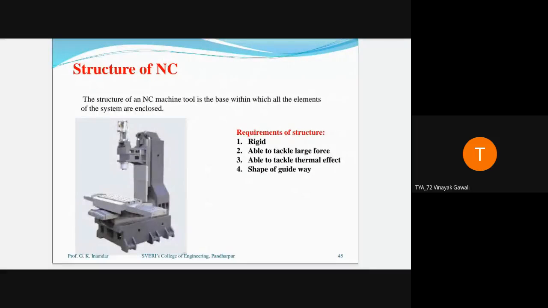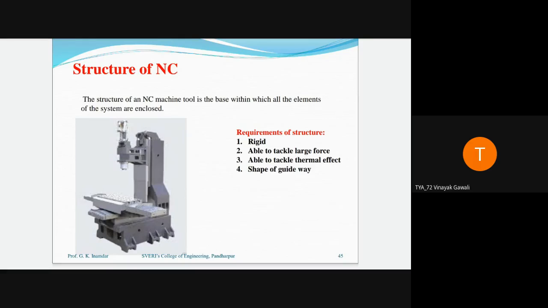large forces. Suppose a UTM machine. What is a UTM machine? Universal testing machine. Suppose there is any block, and the working of that UTM machine is to calculate the compressive or tensile strength of any object. But the machine should be able to take very large forces. The machine should be rigid as compared to the work piece we are studying. This is very important.